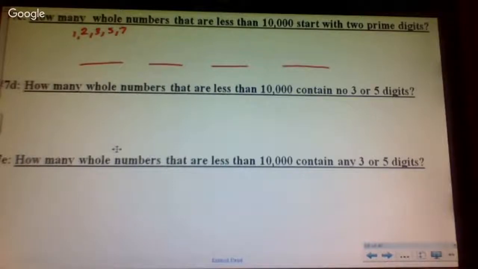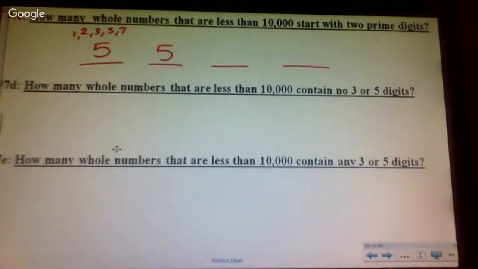So that means I have how many choices for this first number? 5. I have 5 prime numbers. My second number also needs to be prime, so how many digits do I have to choose from? 5. It doesn't matter what these last 2 are, so how many numbers do we have to choose from?